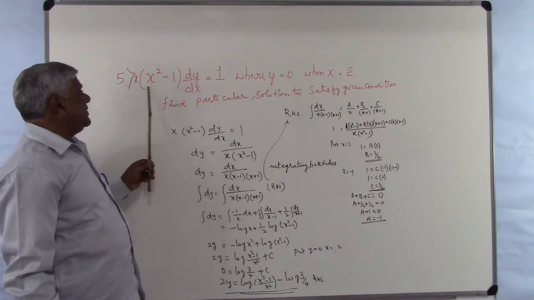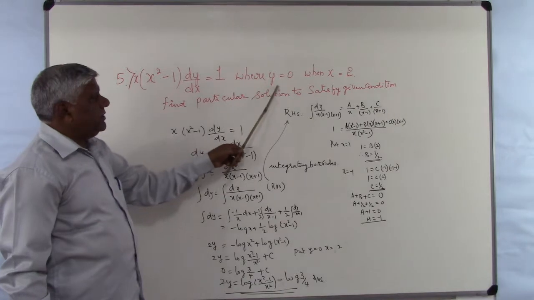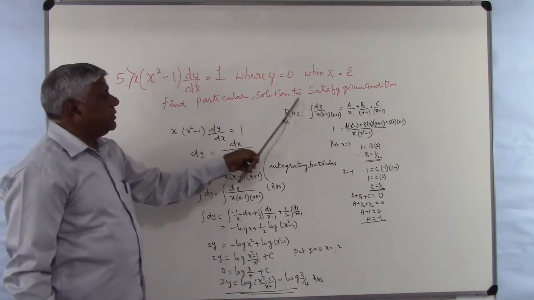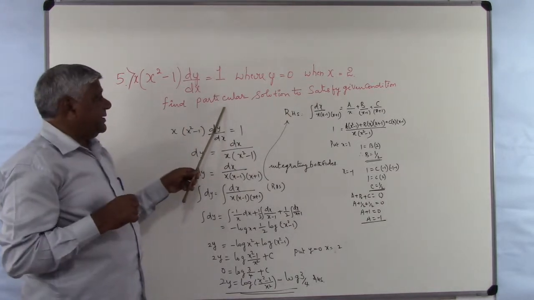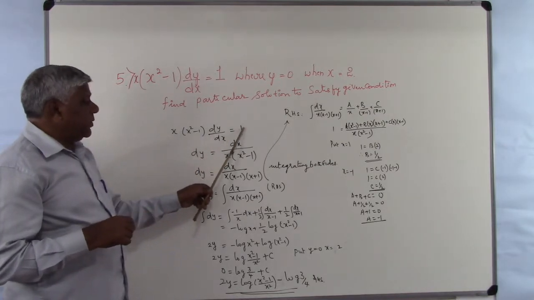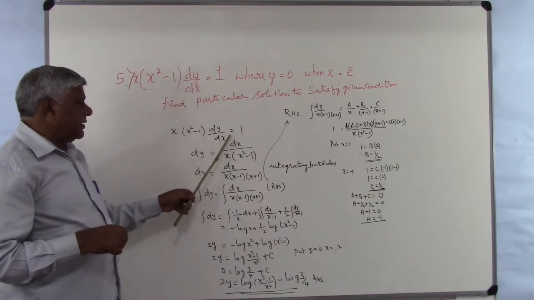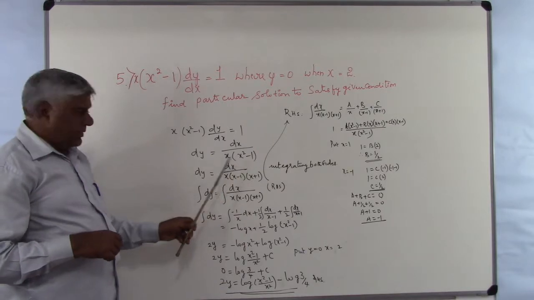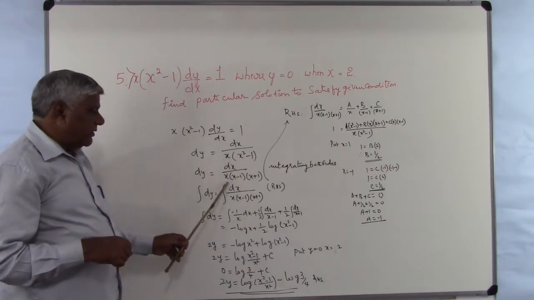The problem says: x(x² − 1) dy/dx = 1, where y = 0 and x = 2. Find a particular solution to satisfy the given condition. See, this is very important here. x(x² − 1) dy/dx = 1, or dy = dx over x(x² − 1), I have taken to this side, x(x² − 1) I have taken down. So dy = dx over x(x² − 1), I have written as it is.